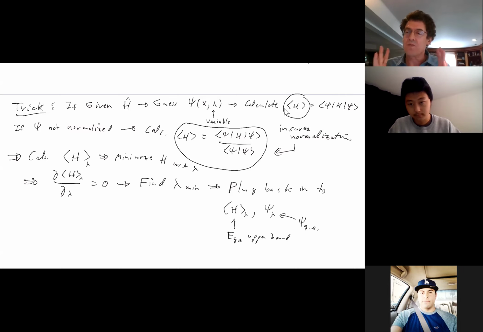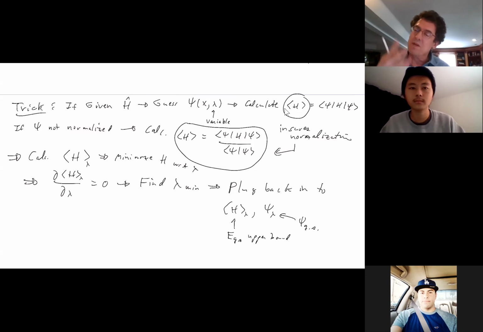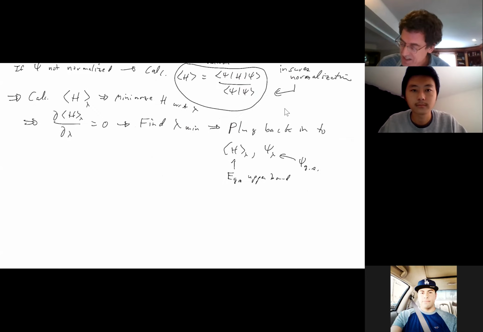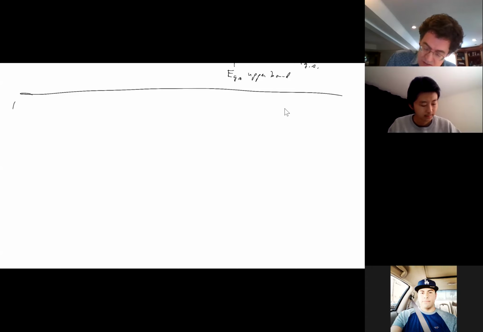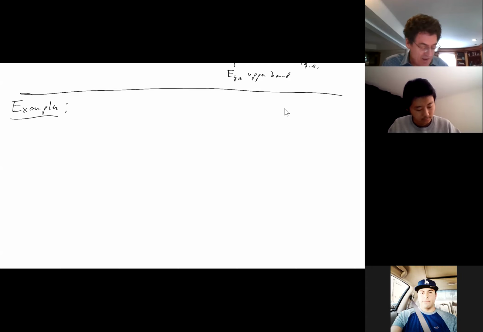You pick a random function of some random variable, you plug it into the formula for expectation value, you grind through the algebra, you minimize that function with respect to the variable, you plug the minimum variable back in, and that's your answer. Now, if that doesn't make sense, let's do some examples. Because it's the kind of thing that's actually easier just to understand from an example than to actually look at the thing. Okay, let's do an example.